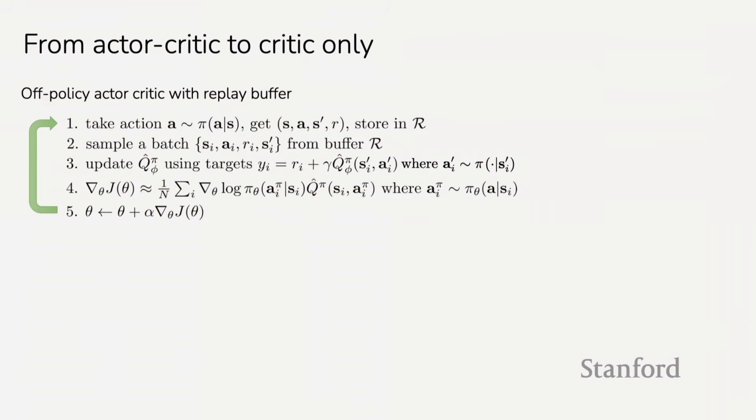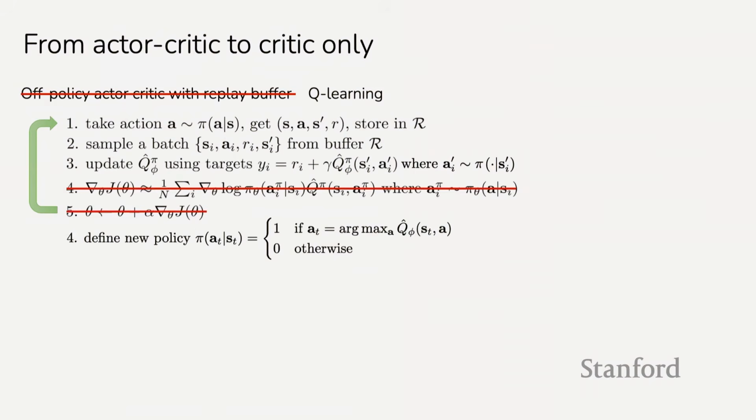Cool. So let's see. We can write this down as an algorithm. And so we can take our off-policy actor-critic algorithm that is fitting Q pi, and then instead of using this policy gradient update, simply define a new policy that it's taking actions according to.